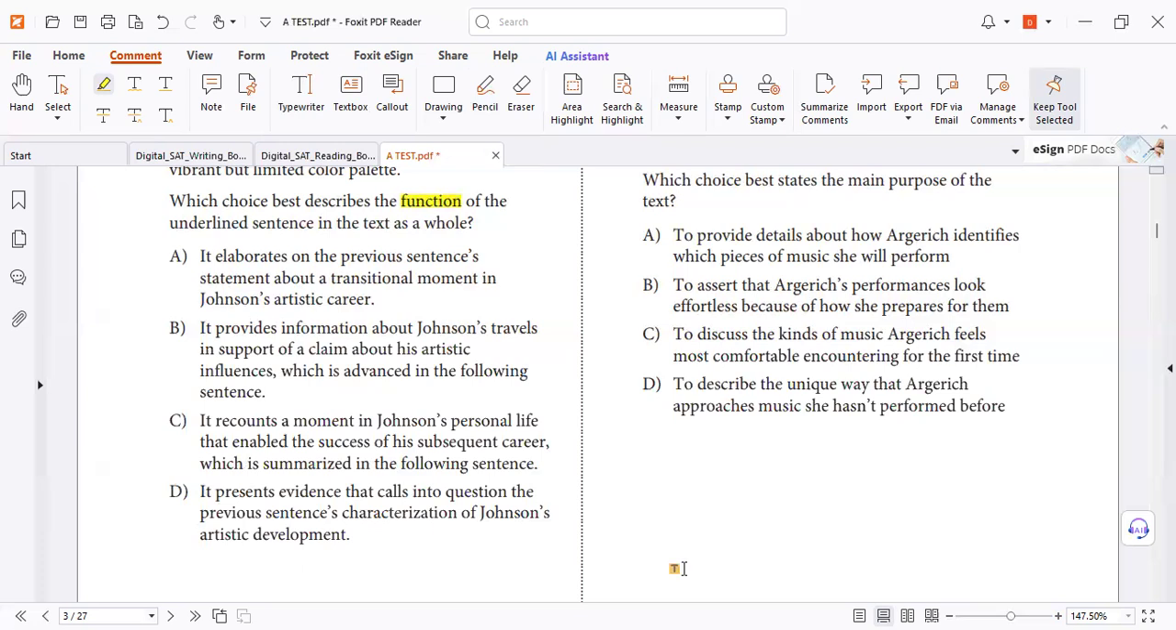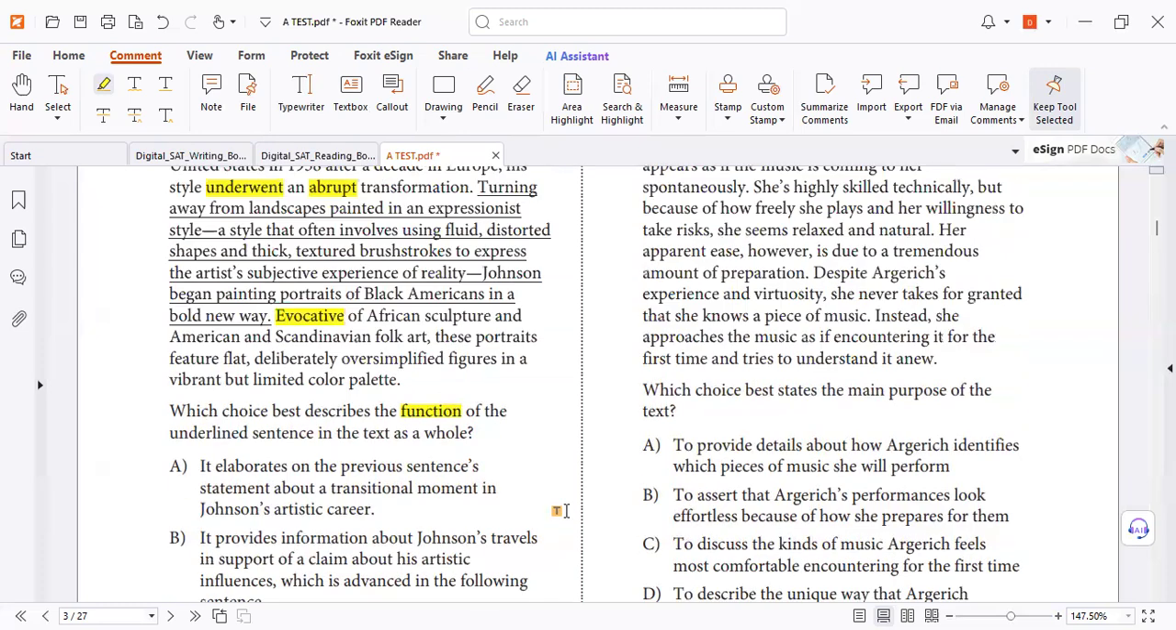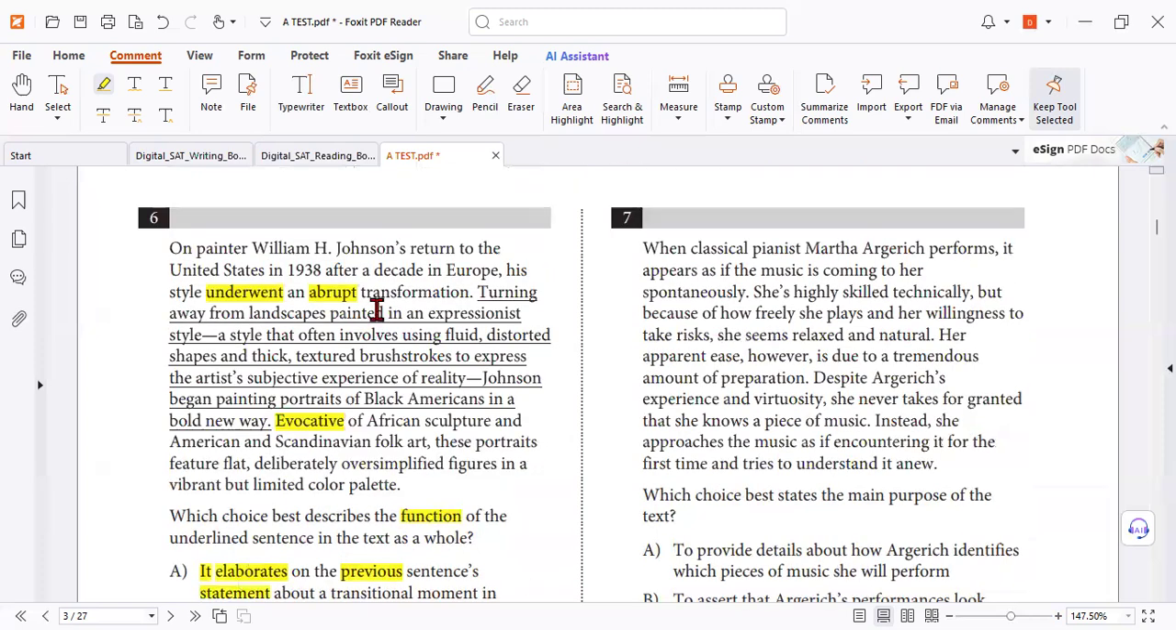Finish reading. Let's go to the question. Remember something. It refers to the underlined only, not the whole paragraph or the text. The underlined only. Elaborate, to illustrate, to add details, to prove. So does it add details on the previous statement? Read. He said his style suffered, changed, and suddenly it changed, transformation.